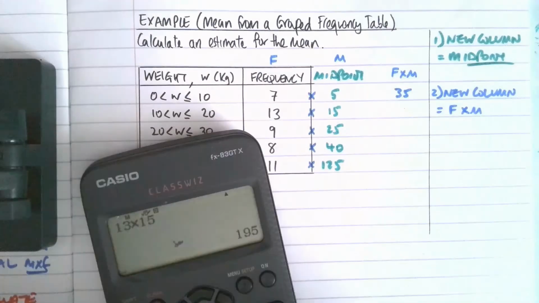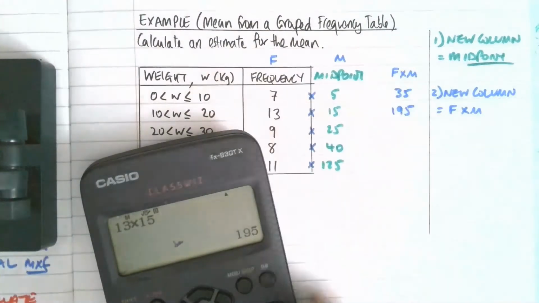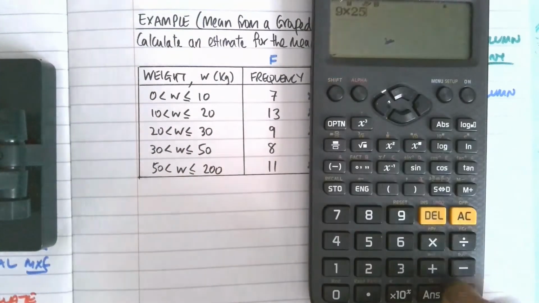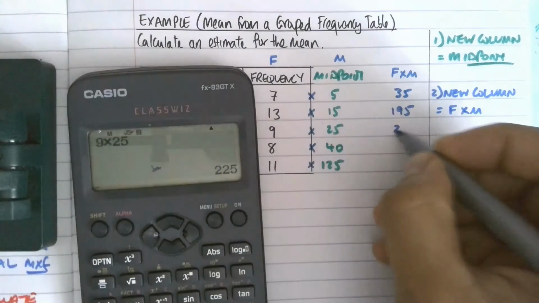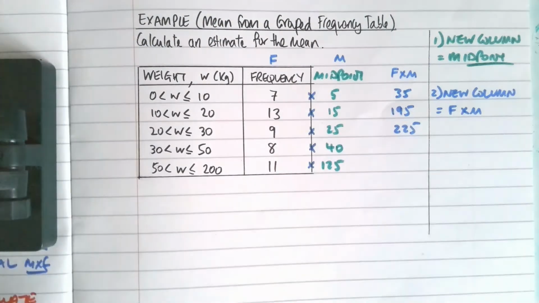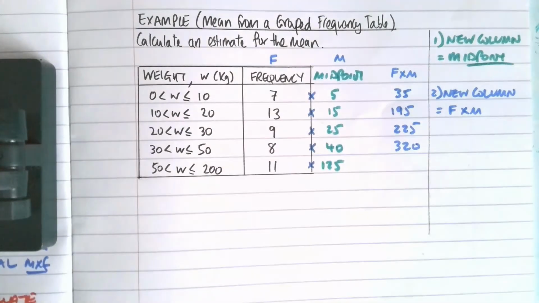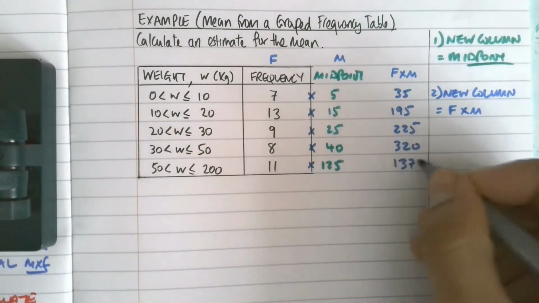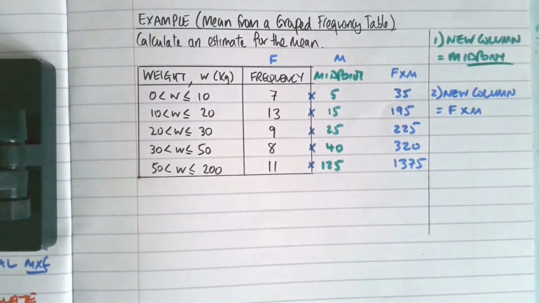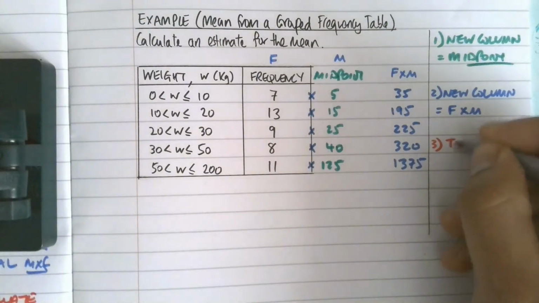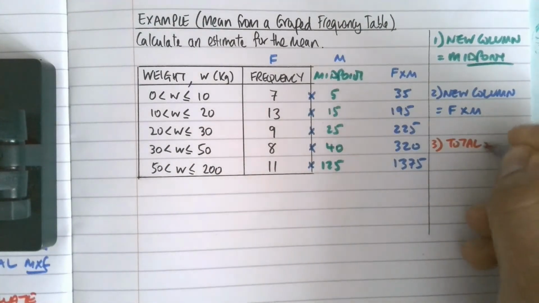So 7 times 5, those 7 rocks have a sum weight of 35. Those 13 rocks have a sum weight of 195. The 9 rocks in the third group have a total weight of 225 kilograms. The 30 to 50 range has a sum of 320, and for the last, we do 11 times 125, because the 11 rocks have an average weight of 125 kilograms, so together that's 1,375 kilograms.